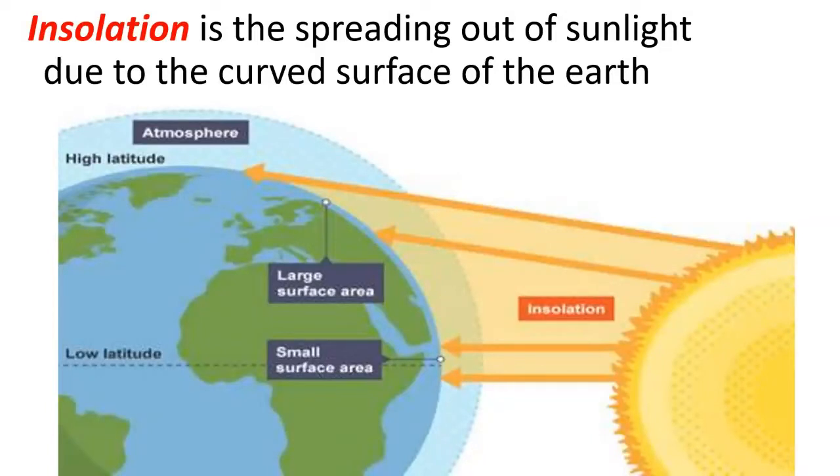That has a name. That's called insolation. Insolation is the spreading out of sunlight due to the curved surface of the Earth. So the higher you are in latitude, the further away you are from the equator, the greater the insolation. The greater your sunlight is spread out, and hence the less energy you get and the lower your temperatures are.